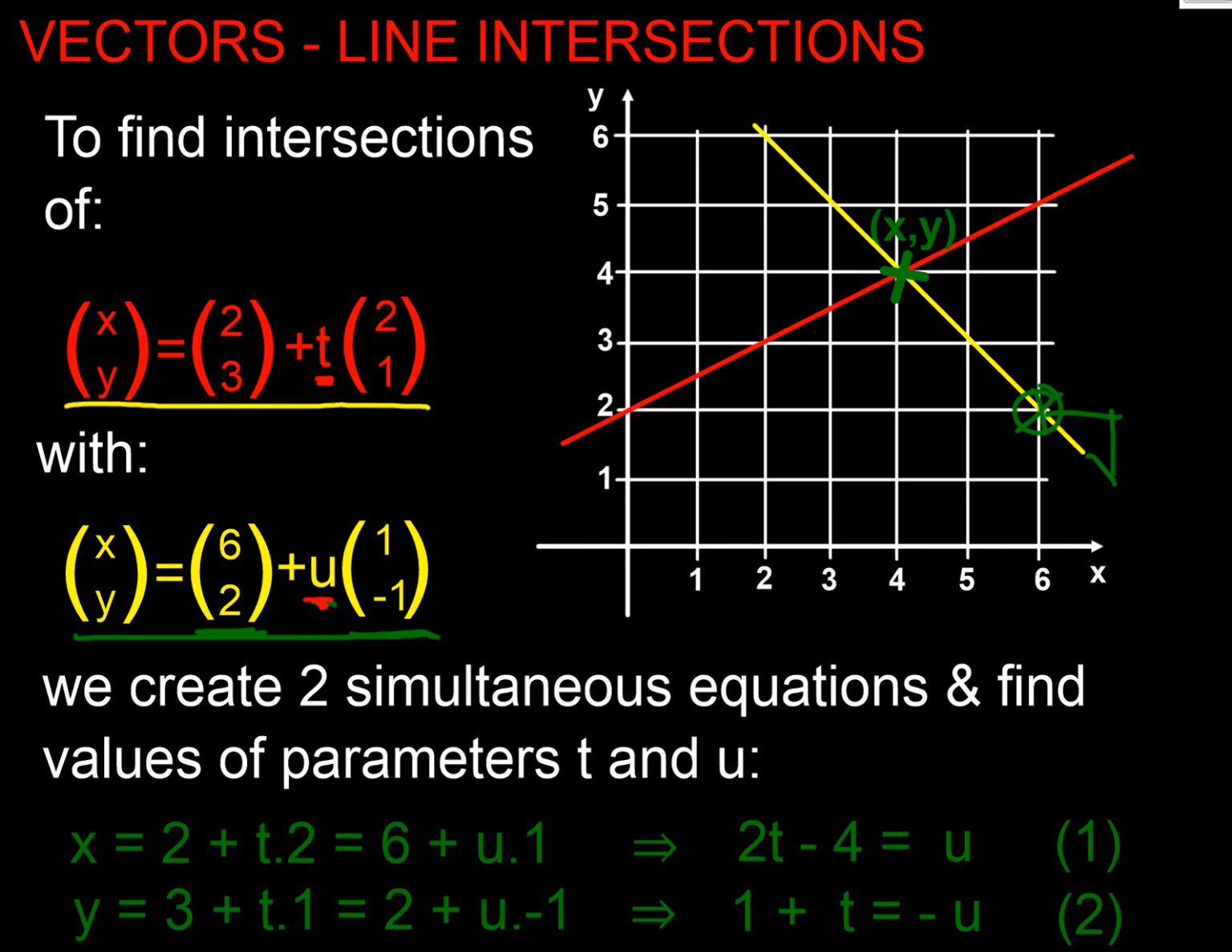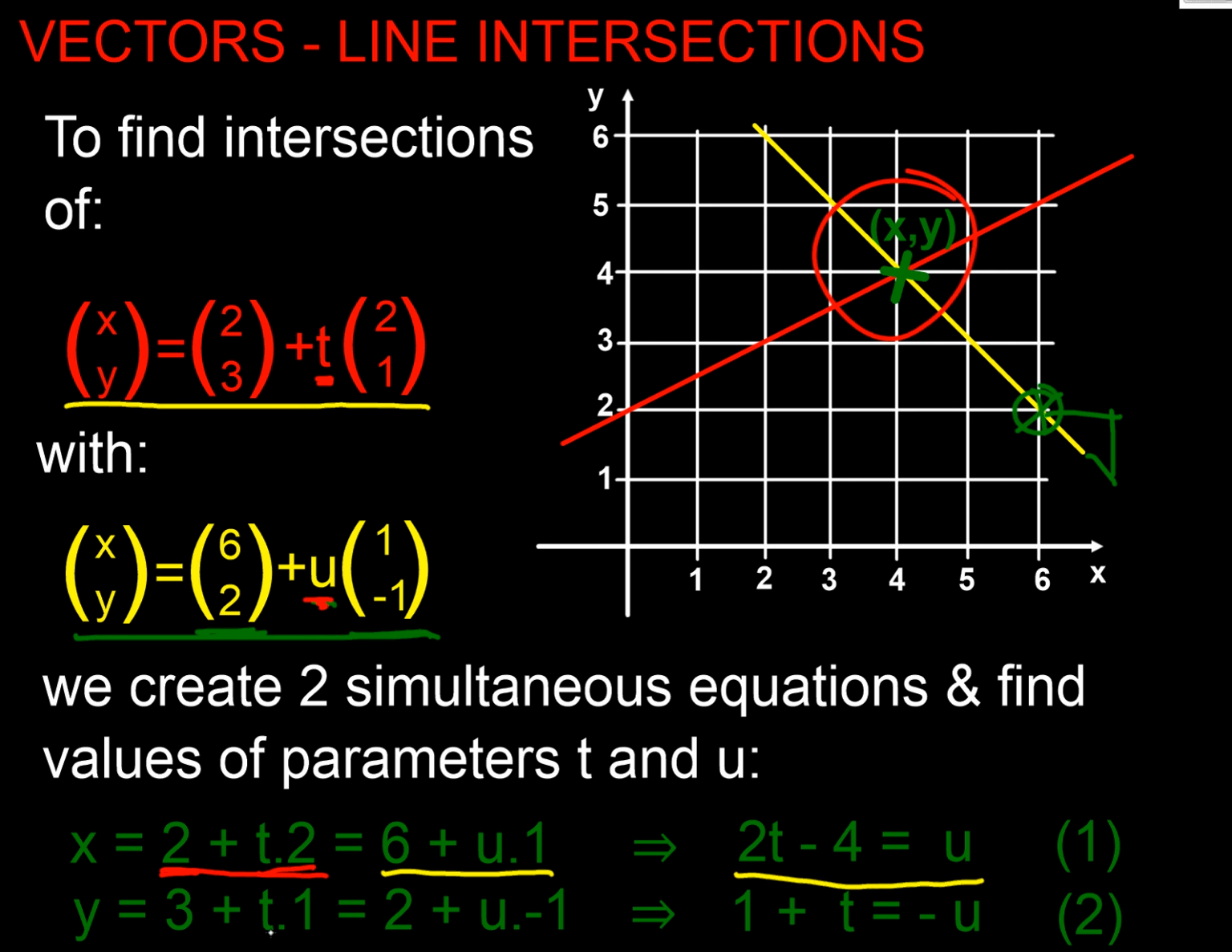You can have different values. So let's use this format to find the point of intersection here at x, y. We need to find what the values of t and u are such that both equations are satisfied at this point x, y. Effectively, we're just going to equate x and equate y. The x value from the red line is going to be 2 plus 2 lots of t, and from the yellow line the x value is going to be 6 plus 1 lot of u. Therefore, we can rearrange that to see that u equals 2t minus 4.